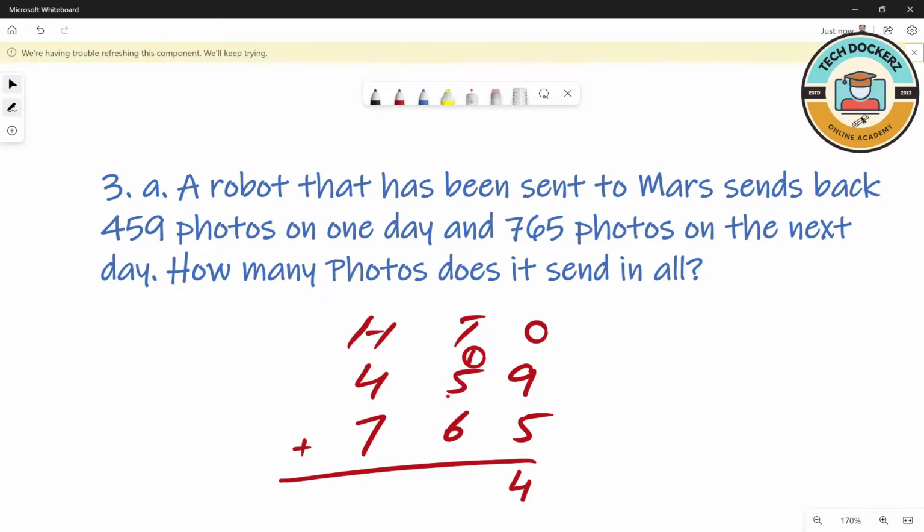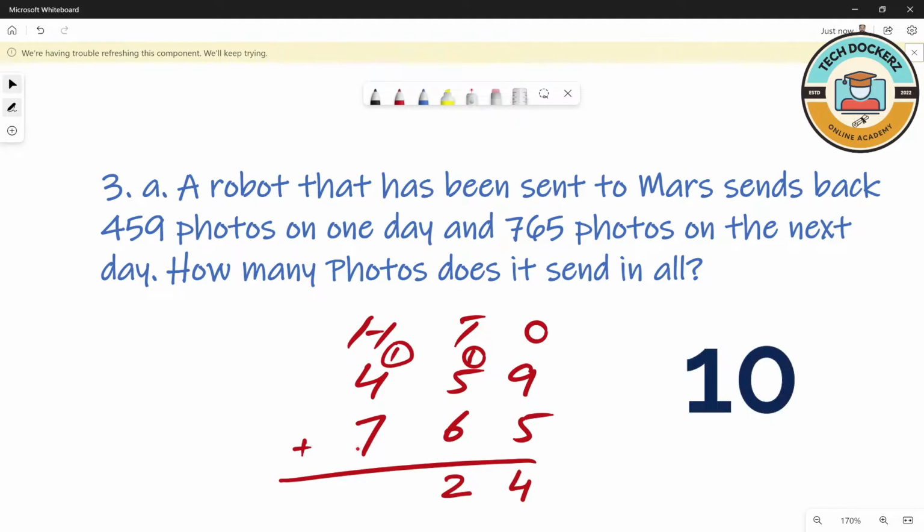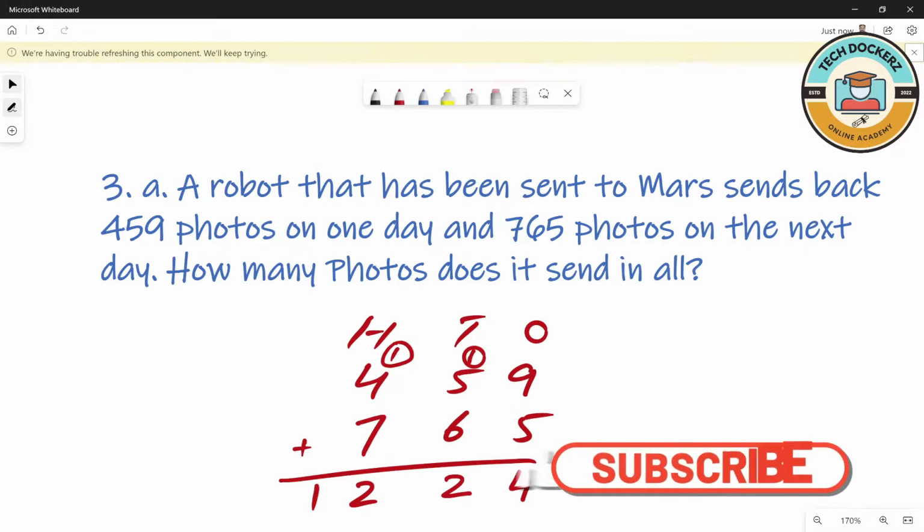1 plus 5, 6, and 6 plus 6, 12. 1 will be the carry. 1 plus 4, 5. 5 plus 7, keep 7 in your mind and 5 on your finger. Start counting after 7. 8, 9, 10, 11, 12. So the robot sent 1224 photos in all.